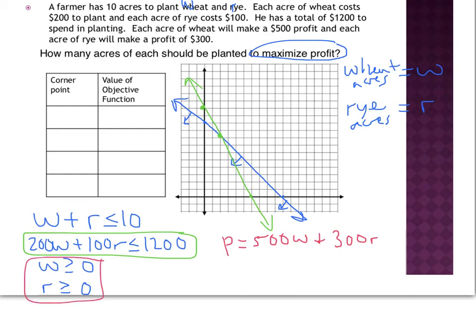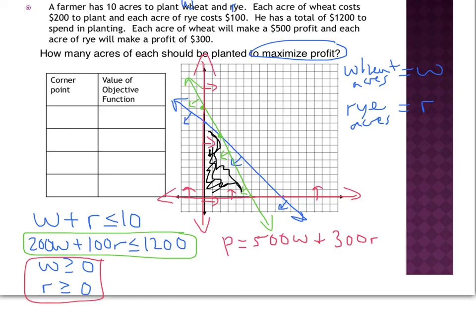So for W is greater than or equal to 0, that's our vertical one because the W is kind of like our x. And it's shading over here. It's greater than. I did forget about my arrows on the green one. It's less than, so it's shading below. And then lastly, for R is greater than or equal to 0, that's our horizontal one because that's like our y equals 0. And we're shading above because it's greater than. And we can see now our feasible region would be right in here. Here's our feasible region, right in this area here.